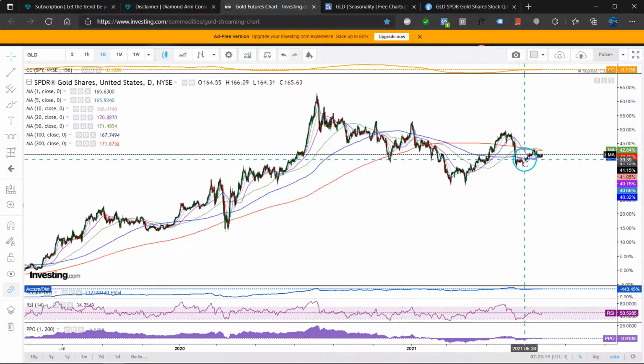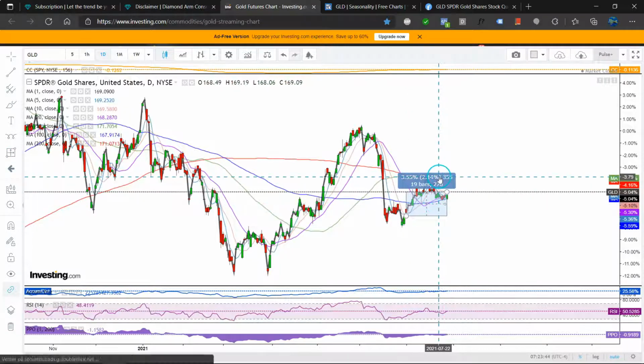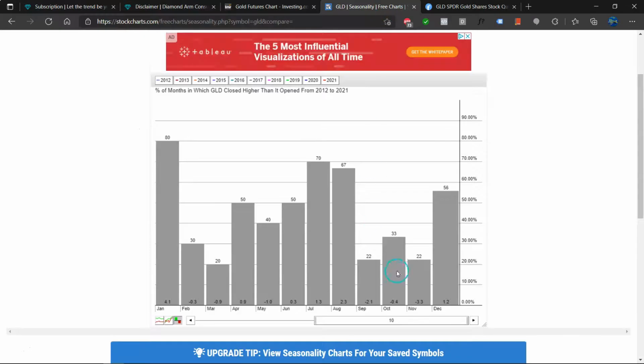So if you look here at July, let's actually measure from the beginning of July. So far the move in July has been positive 2-ish%, which is slightly above what we tend to see on average for July, which is 1.3%. The good news is that August is stronger in terms of the average gain, 2.3% over the last 10 years, and it closes higher 67% of the time.